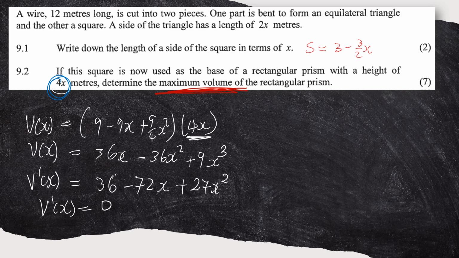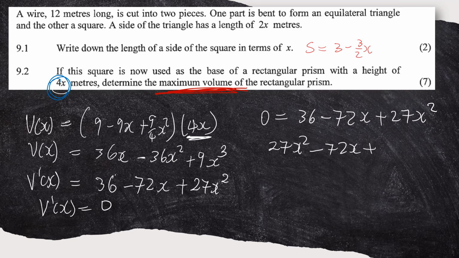So it's going to be 0 is equal to 36 minus 72x plus 27x squared. We can just write it properly: 27x squared minus 72x plus 36 is equal to 0. Then we can take perhaps a common factor here.